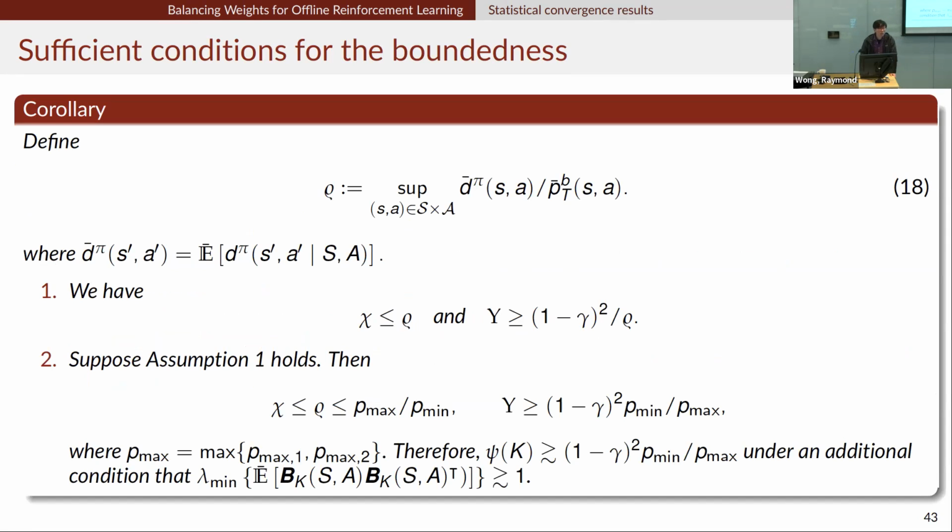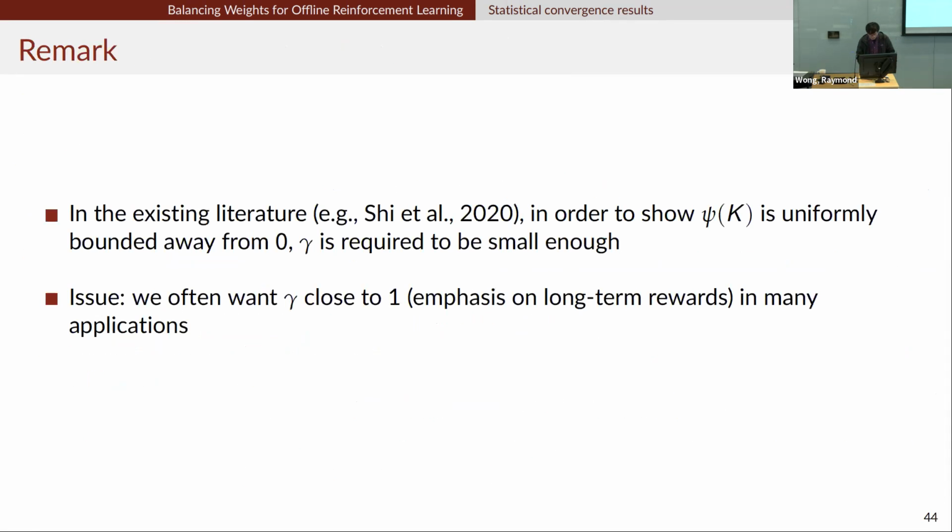For epsilon, and also the minimum eigenvalue that we're interested in. Okay, here I have some remarks. In existing literature, some papers also encounter this issue.